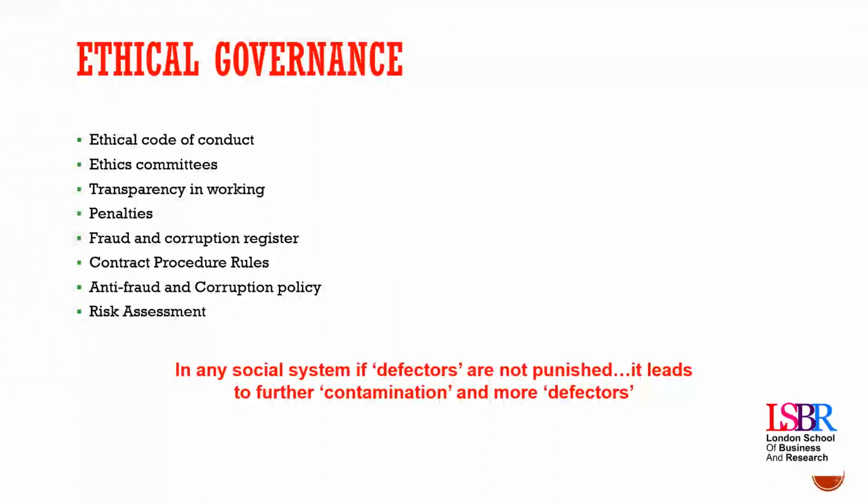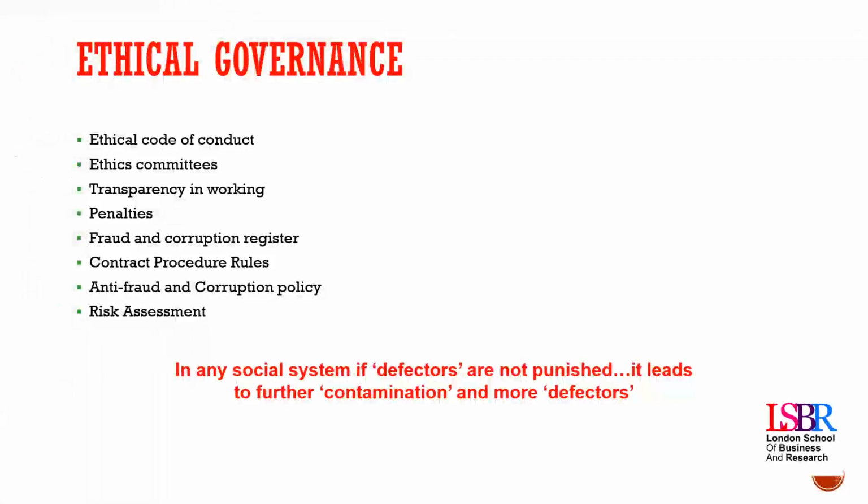Essentially, this is a more general conclusion here. In any type of social system, if defectors are not punished, it can lead to contamination, and that then leads to more defectors. What do you mean by that? So if in our group we've got 8 people on this call, if one person gets away with something that they shouldn't, it's ethical malpractice, then there's almost an incentive for the rest of us. We might think, well, hold on a minute, they did something wrong, they never got punished, they got away with it, maybe I should do it too.